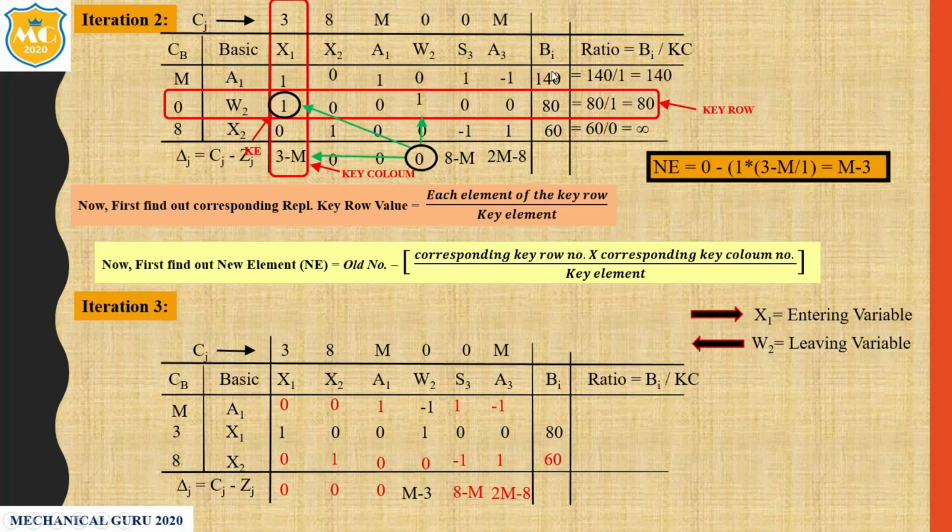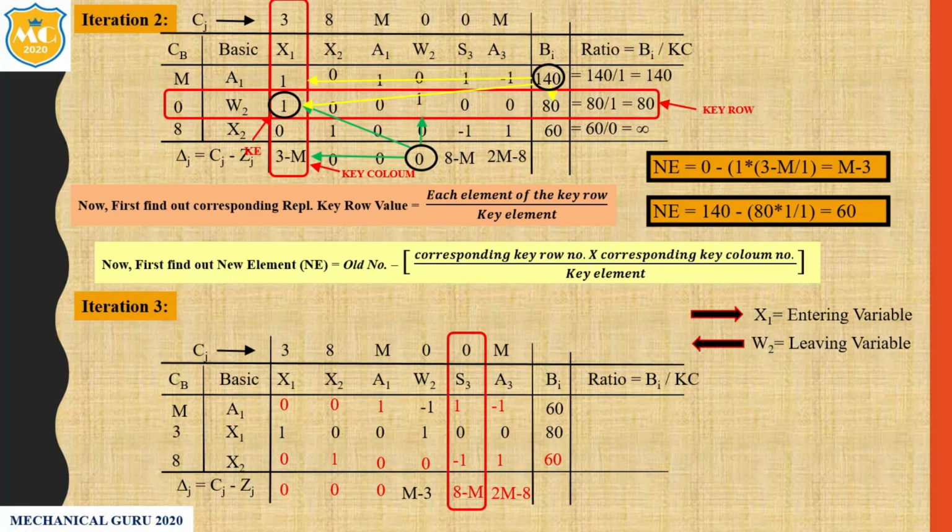In here, old number 140, key row 80, key column 1, key element 1. So 140 minus 80 into 1 divided by 1. So here we get the 60. Now again in delta j we have to find out the most negative number. So here the most negative number is 8 minus M. So this is our key column.